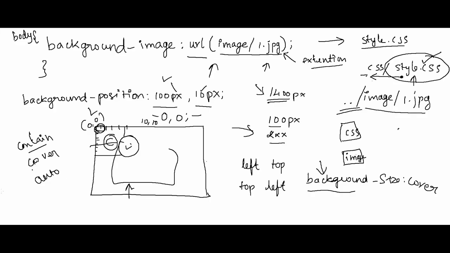So that is cover. Then auto means according to the size it will be automatically shown, whatever the default option in the system. This is background size. Let me move on to the next option, background repeat.